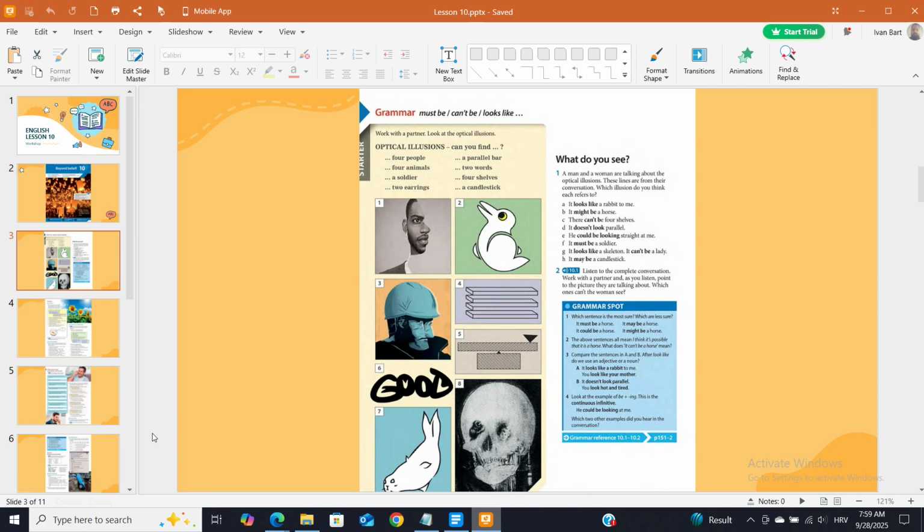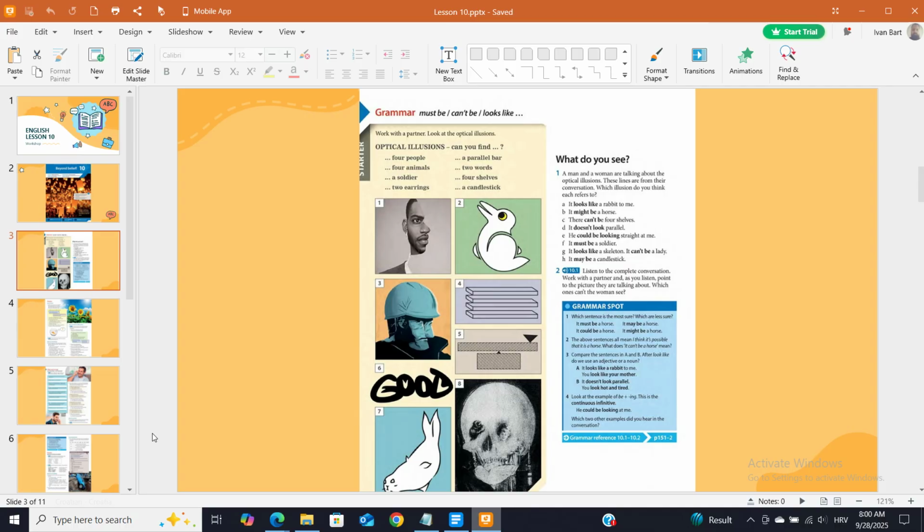1. A man and a woman are talking about the optical illusions. These lines are from their conversation. Which illusion do you think each refers to? A. It looks like a rabbit to me. B. It might be a horse. C. There can't be 4 shelves. D. It doesn't look parallel. E. He could be looking straight at me. F. It must be a soldier. G. It looks like a skeleton. It can't be a lady. H. It may be a candlestick.